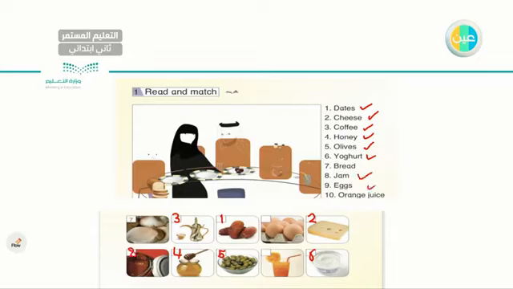The next one, number 9, I have eggs. This is eggs. Very good. And the last one I have is orange juice. This is orange juice. Very good. So we try to match the names of the food with the pictures in your book. Make sure you are having the correct numbers in your book. And let's go to the next one.